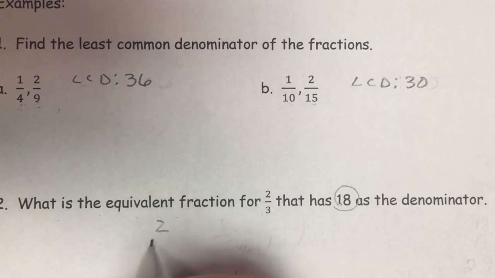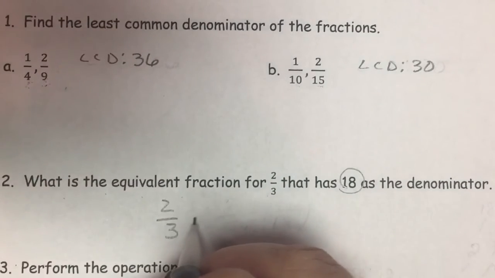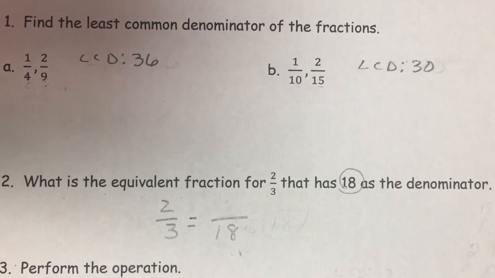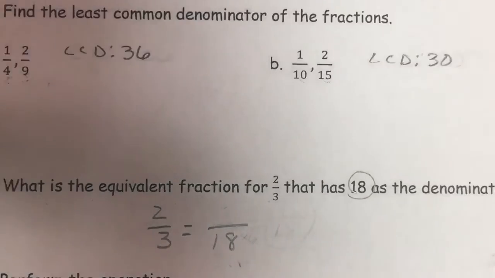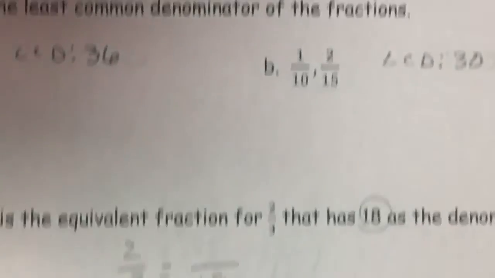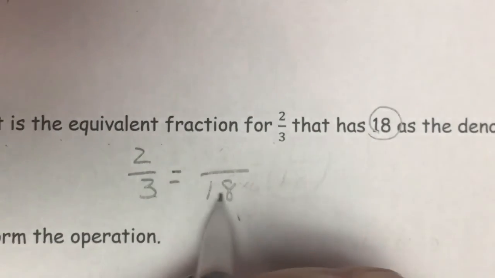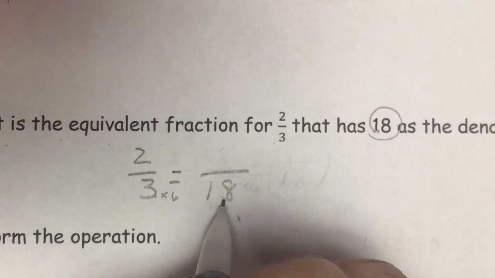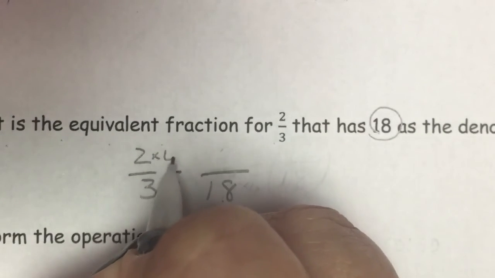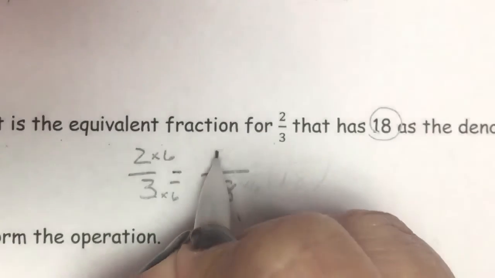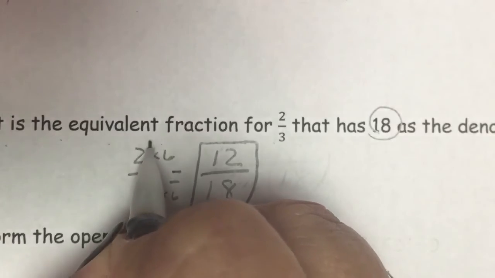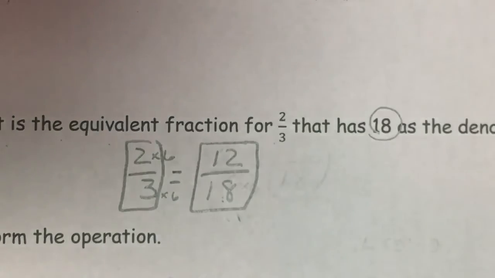So what you want to do is you want to look at 2/3. You want to make the denominator into an 18. Well, let's see. 3 times what is 18? 3 times 6. So that means you automatically also have to multiply the top by 6. So my new numerator is 12. So this is equivalent to the 2/3, but it just has a denominator of 18.